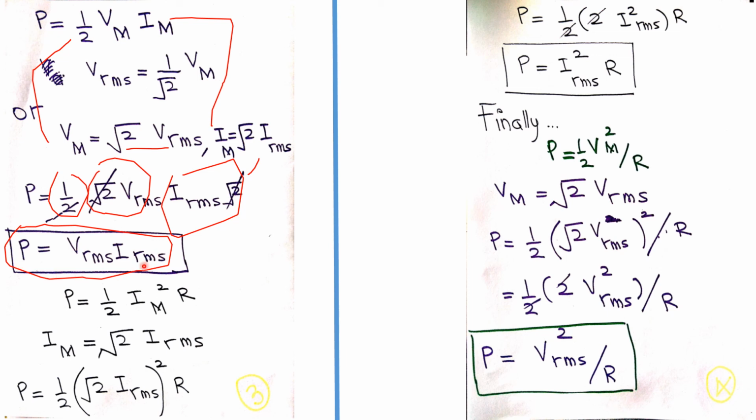Similarly, for expressions number 2 and 3, we can put in these RMS values and we get Irms squared times R for expression number 2, and working along the same lines we get Vrms squared over R if we have only the voltage available. In the case of peak values, we have a 1 by 2 here and 1 by 2 here. So if we have peak values, we have to put 1 by 2, and if we have RMS values, we don't need that. Right, this is all for today's lecture.